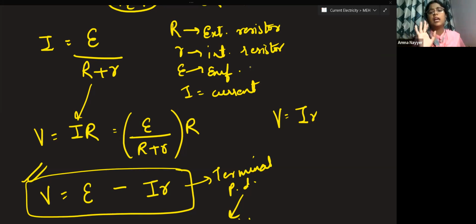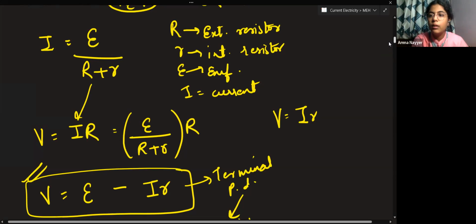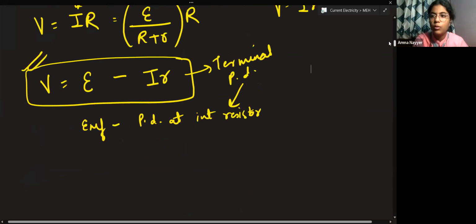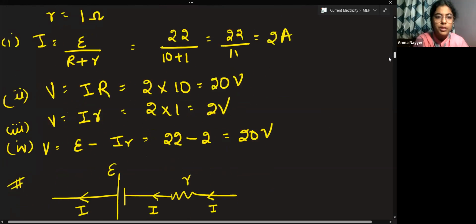So in the last class, we had done this formula for the current, E divided by R plus r, and EMF, internal resistance, and terminal potential difference we had seen. Terminal potential difference was E minus Ir. One small thing was left over in this topic, here was a question also we had seen.